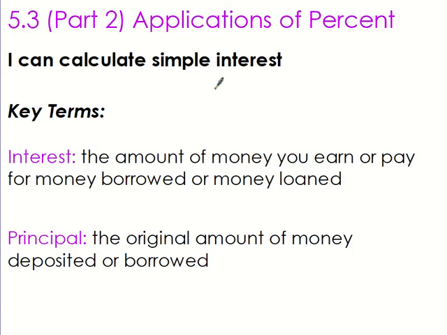Now, at a bank, if you have your money in the bank account, you earn a little bit of interest. It's kind of their thank you for banking with them. It's not a lot. It's a very, very small percentage. I think mine's like 1%. So very, very small. And then principal is the original amount of money deposited or borrowed. So if it's money in the bank, it's just however much money you have in the bank. And if it's money you borrowed, it's how much you borrowed for whatever reason.